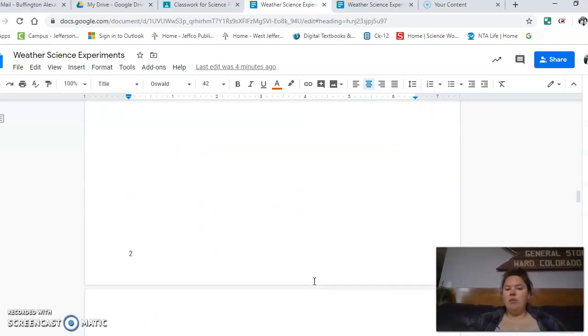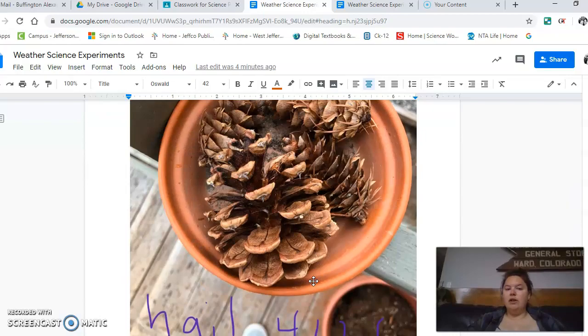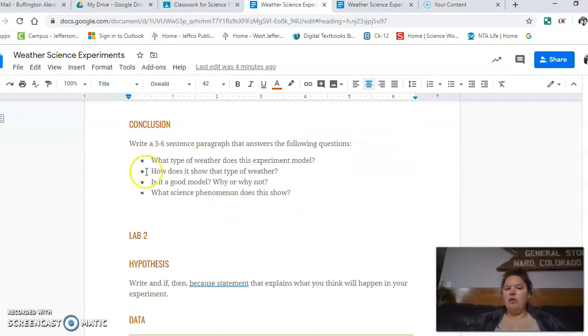Okay, so you could leave that here in pink if you needed to with my pictures. There they are. And then you would just need to write your own conclusion, and you don't need to worry about lab 2, okay? So again, I just want you to try and get 1 finished, okay?